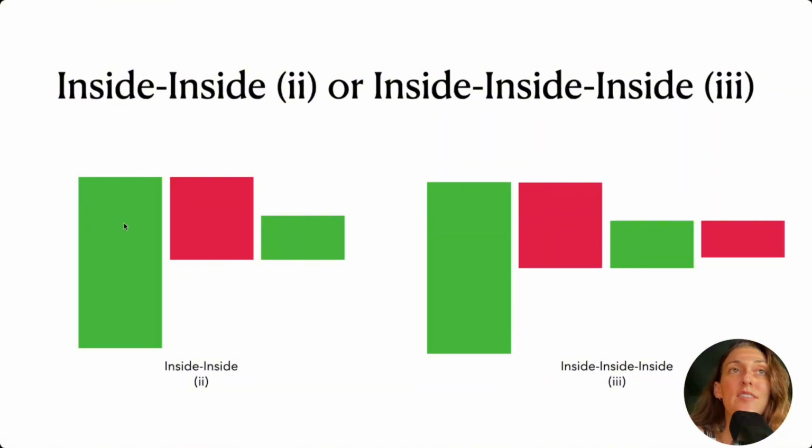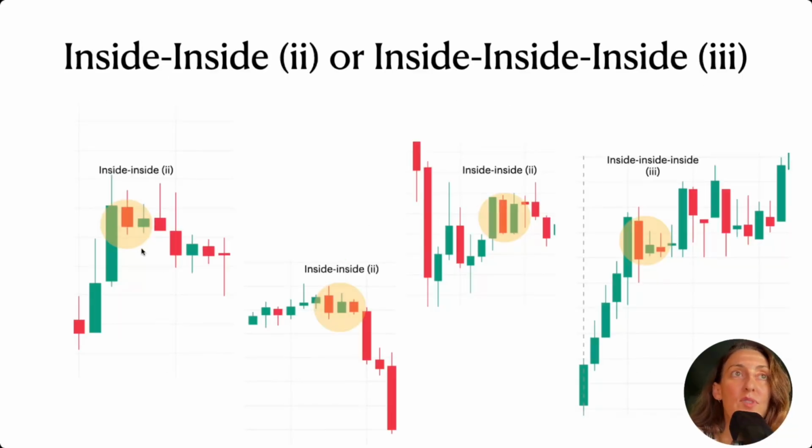And these are just multiple inside bars. It could be 3 in a row, it could be 4 in a row. Here are some examples of those bars. This one has 3 insides in a row. And if you look at it, this kind of did result in a reversal.